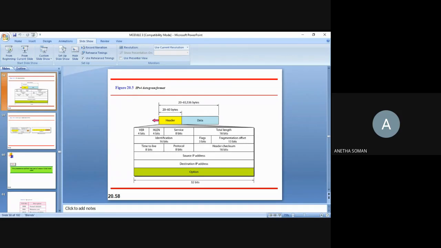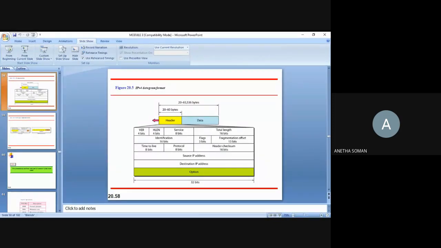So you should be able to remember the different fields in the header of an IPv4 datagram, or the various fields in a packet. The packet in the network layer is called a datagram. Now the last field, highlighted in green color, is the option field. That means if you want to extend your header, you can do that. The remaining part will be the data.